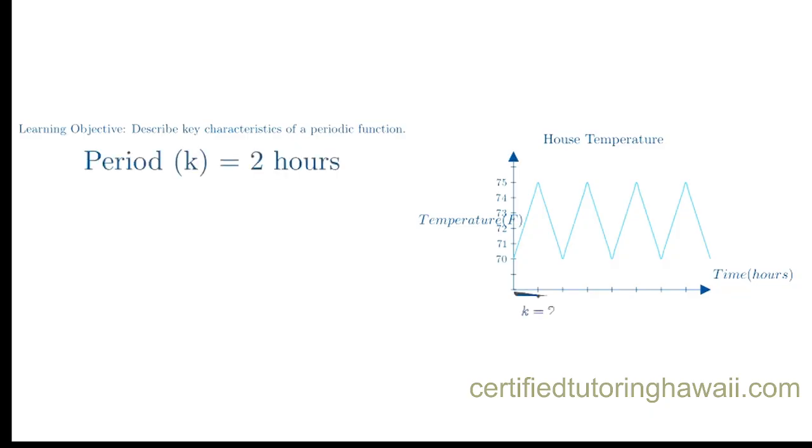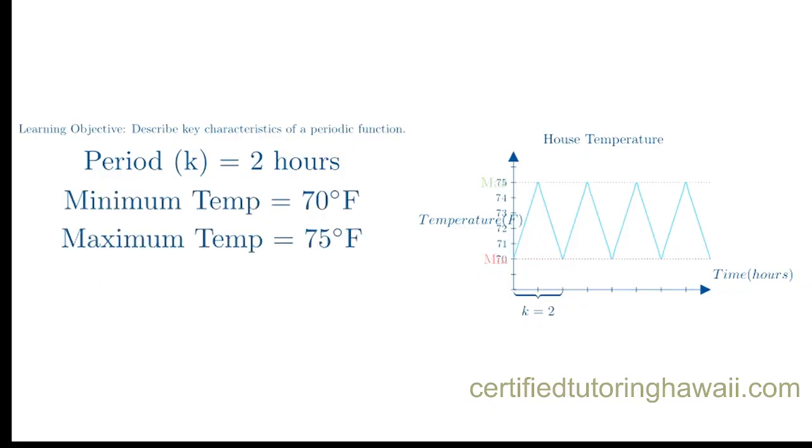First, the period. The temperature cycle repeats every 2 hours, so the period is 2 hours. Next, the minimum and maximum temperatures are 70 and 75 degrees respectively. The midline, or average temperature, is 72.5 degrees.